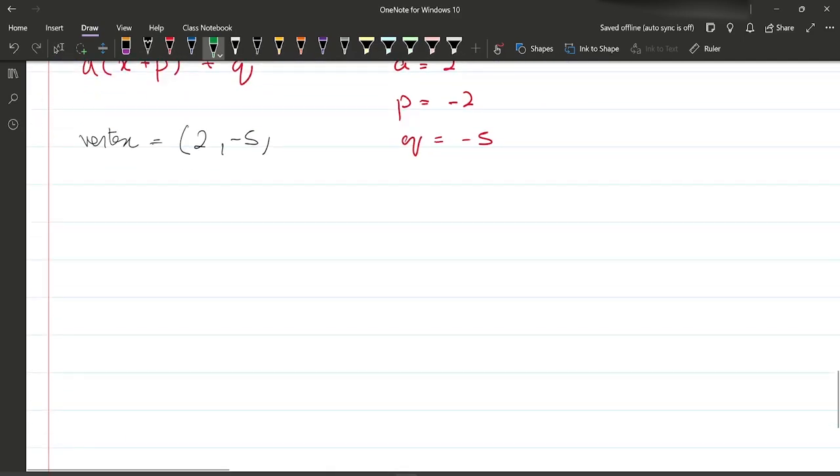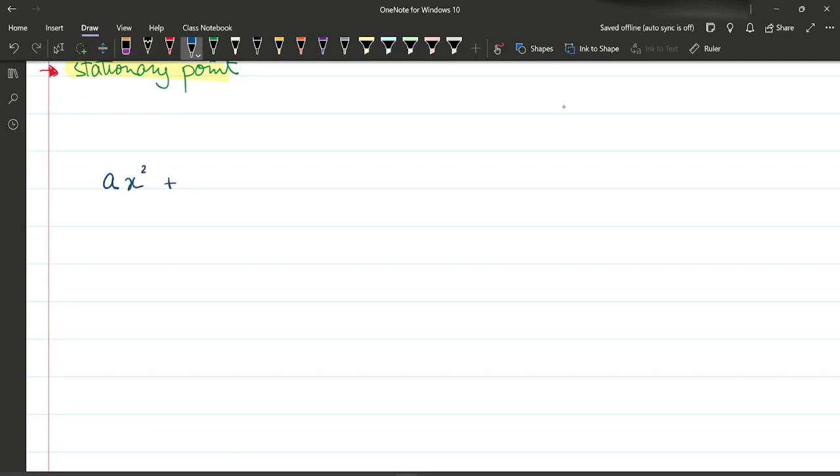So this vertex is also known as a turning point or a stationary point. There are about 3 names: vertex, turning point, stationary point. They usually use turning point and stationary point in the vocabulary, but vertex could be used, so you should be familiar with it.